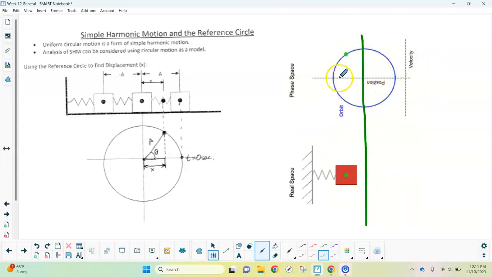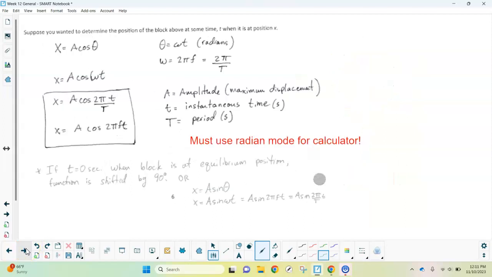This motion, since it's a circle, we're basically looking for the x position. So if we put this in a triangle, x would equal A, the amplitude, which is the maximum distance, times the cosine of theta. Theta is the place in the angular displacement that it is, and we can use some different ideas to represent that. So x equals A cosine theta.